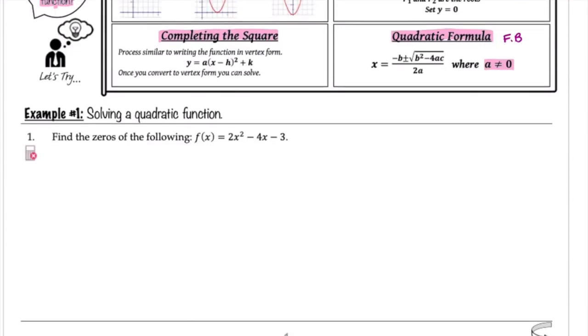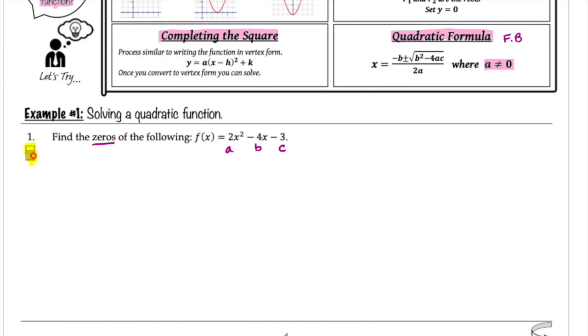Question 1 says find the zeros of the following. f of x is equal to 2x squared minus 4x minus 3. In order for us to use the quadratic formula, we are going to need to identify our a, our b, and our c values. So here I have a is equal to 2, b is equal to -4, and c is equal to -3. This is a non-calculator question, which is important when we are doing our work.